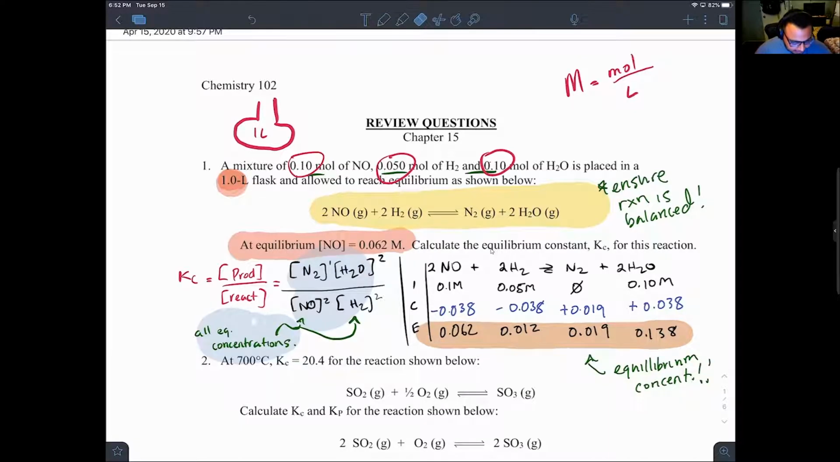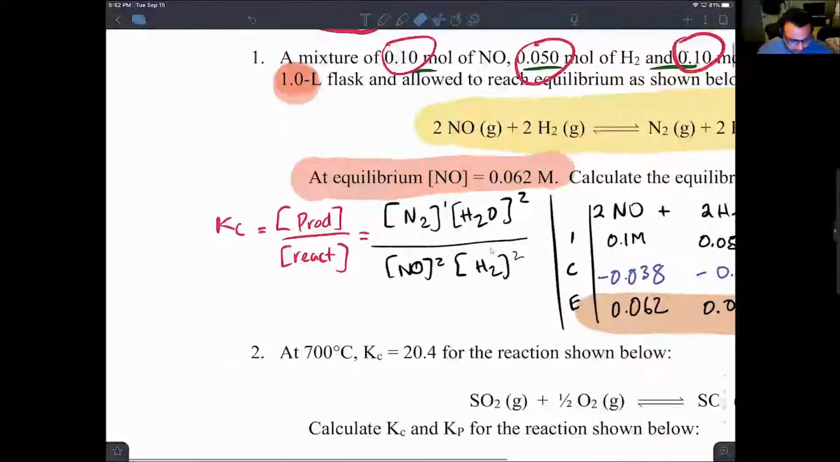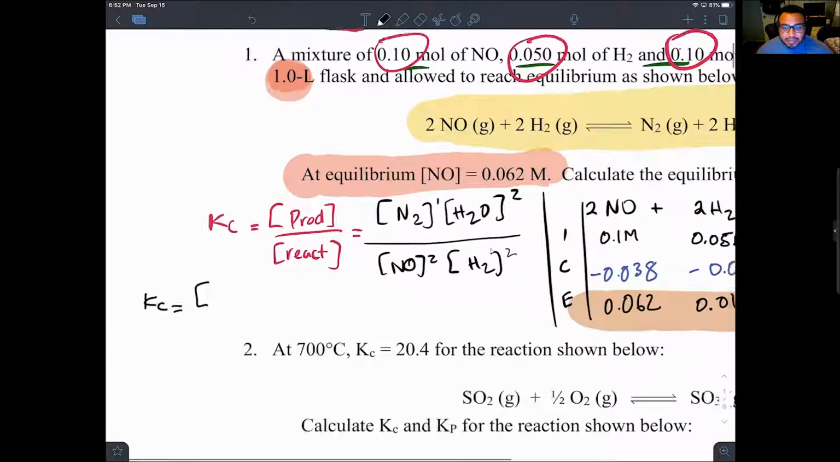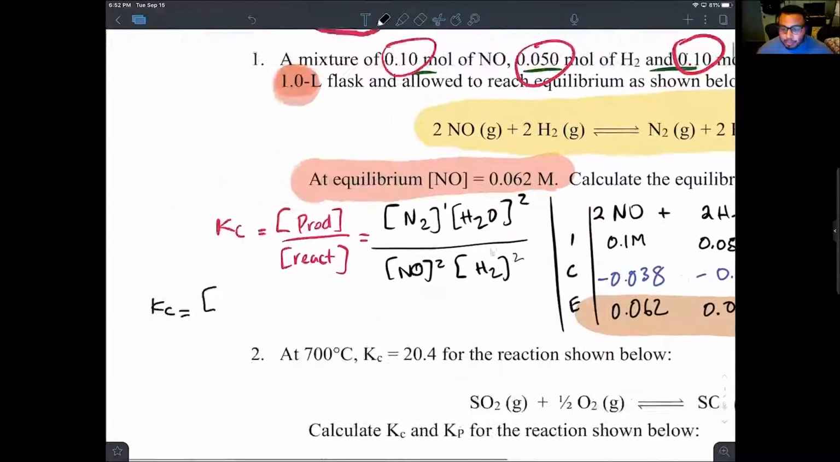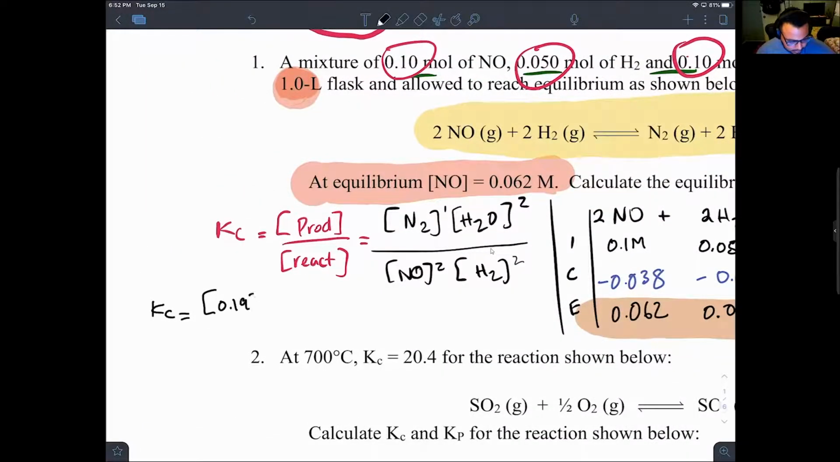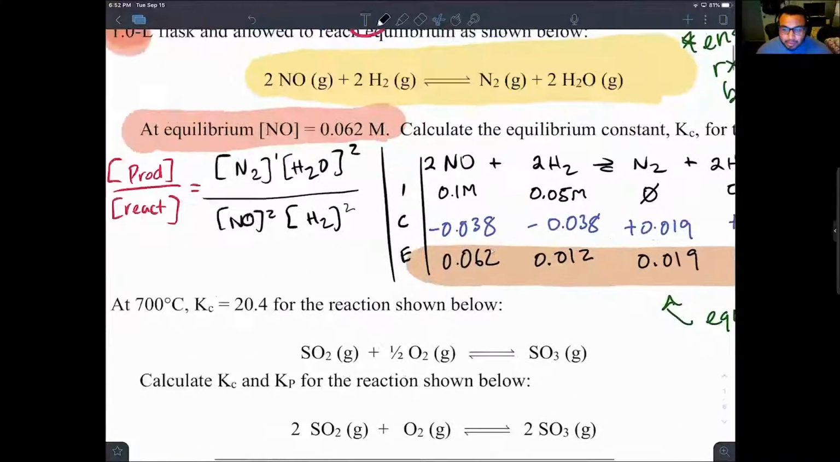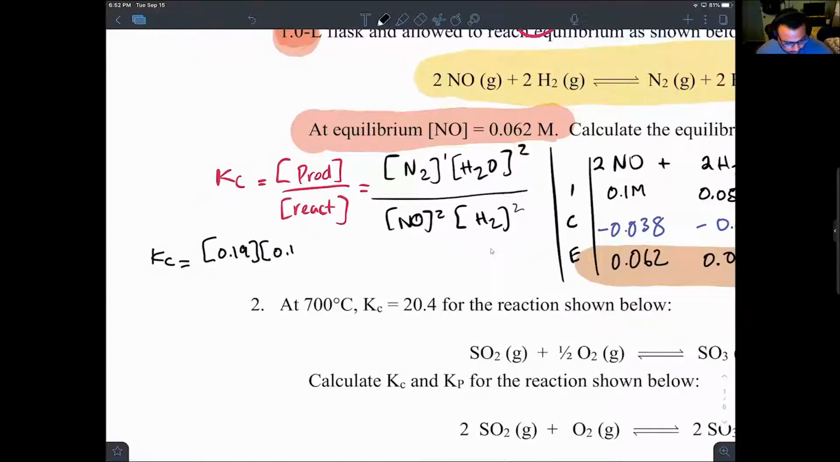So because we have those, I'm going to erase this, and I'm going to do another KC expression. Sorry, this is getting quite cluttered. I'm sure if you're following along, it's kind of a lot. So then what's my concentration of N2 at equilibrium? 0.019. My concentration of H2O is 0.138. We've got to be careful. Remember that there's a square here. There's a square here, so don't drop it. Make sure you don't forget that.